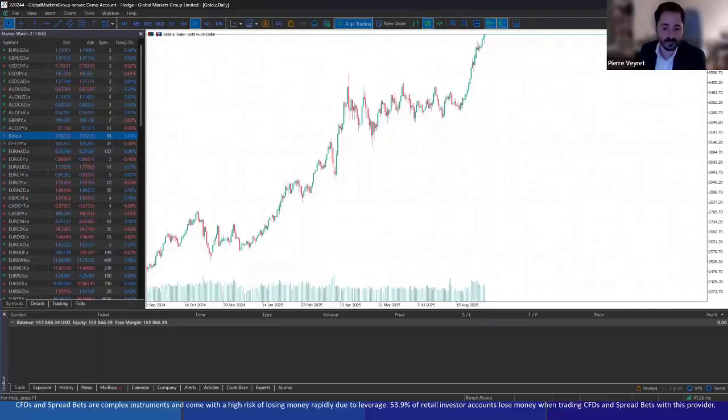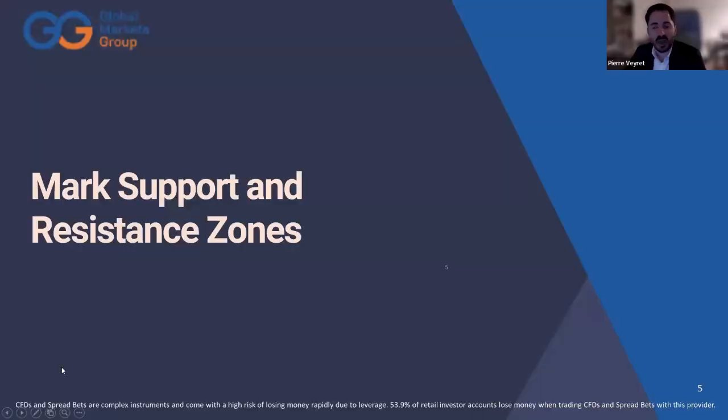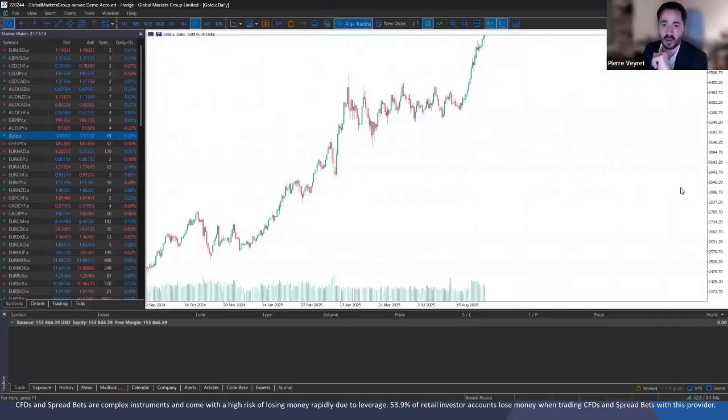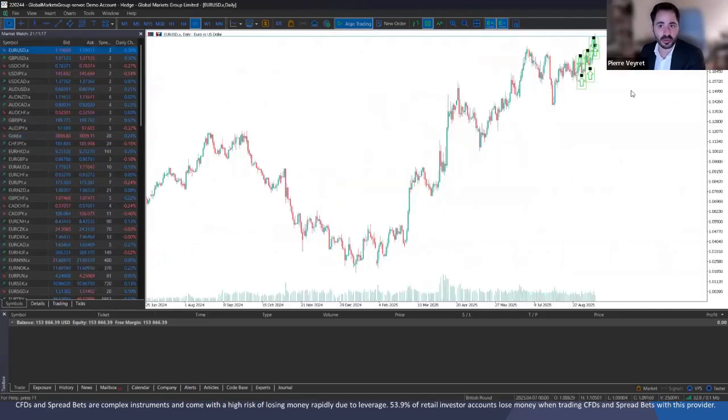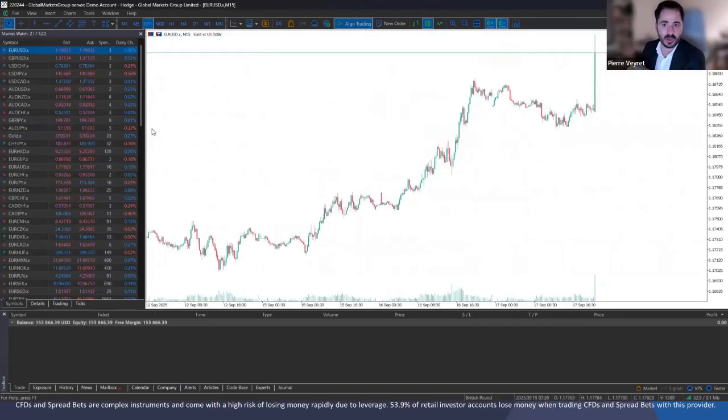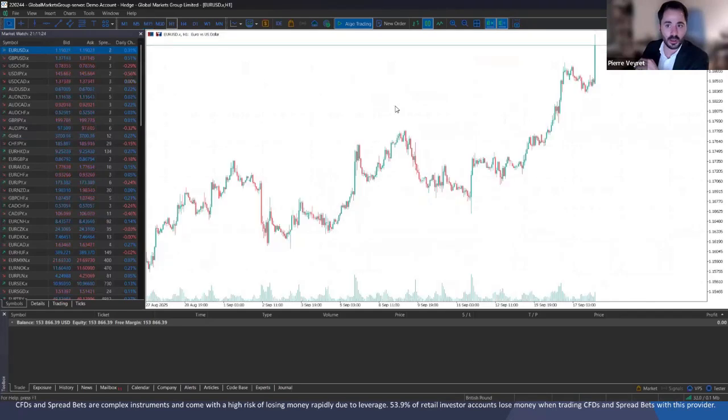So now let's move forward. Mark support and resistance zones. So this one is crucial, right? I always say mark your chart or mark your markets. It helps you have a sort of roadmap for your trades. So let me take an example right now. Let's take the basic definition of support and resistance. Okay, so let me remove those arrows, right? Let's go back to this chart.